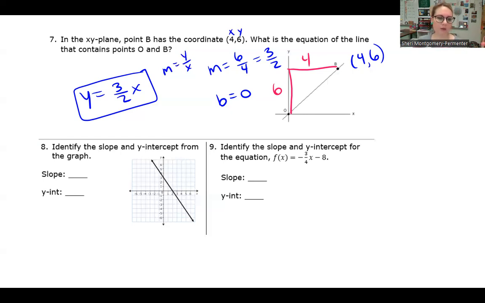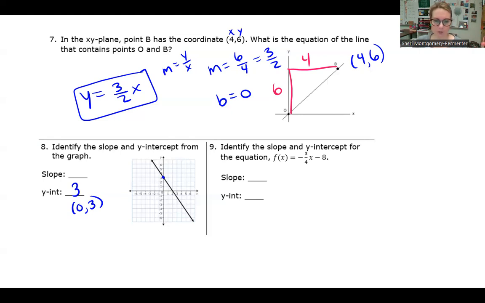So for this one, the question is asking for the slope and the y-intercept. Can you see what the y-intercept is? What is it? 3. I don't care if you write it like that, or you can write it as a 0.03. Either way is okay with me. You don't have to write it both ways, but either way is okay.